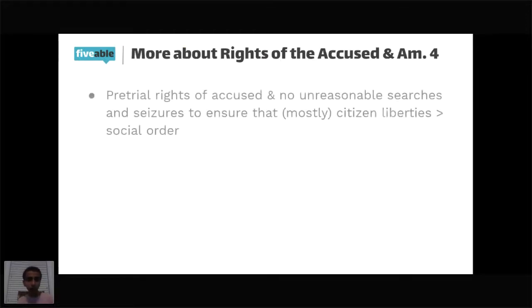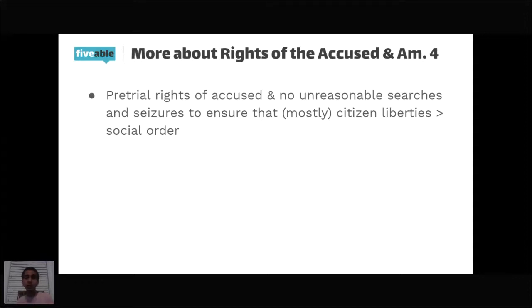All right, so just a little bit more about the rights of the accused in the Fourth Amendment. There are pretrial rights of the accused and no unreasonable searches and seizures, to ensure that citizen liberties are greater than social order. This is something that I pulled straight out of the College Board exam description. It's basically saying that in certain cases, citizens' liberties can be greater than social order.